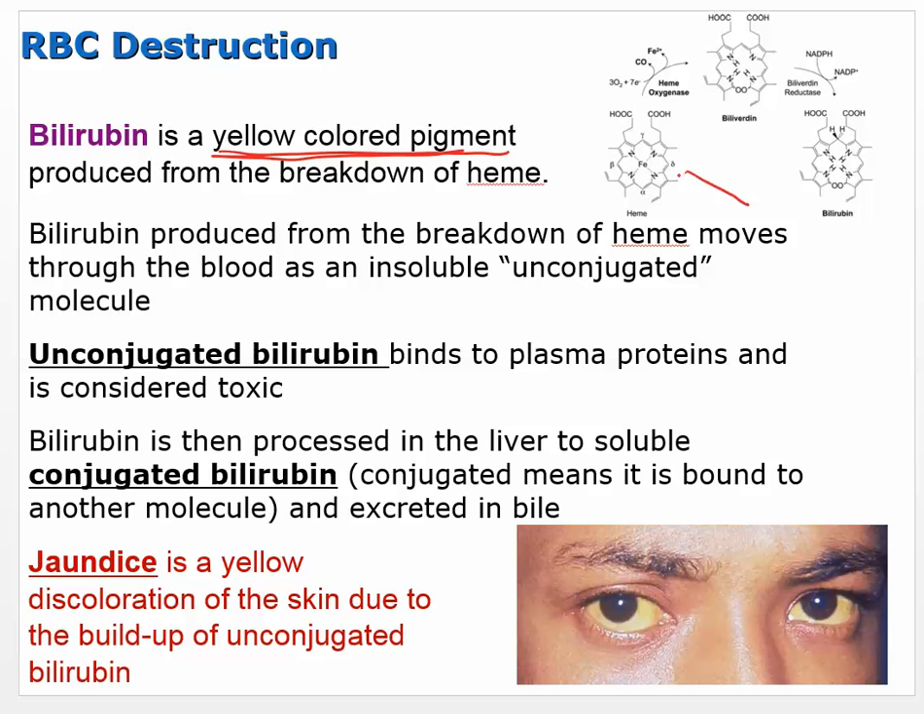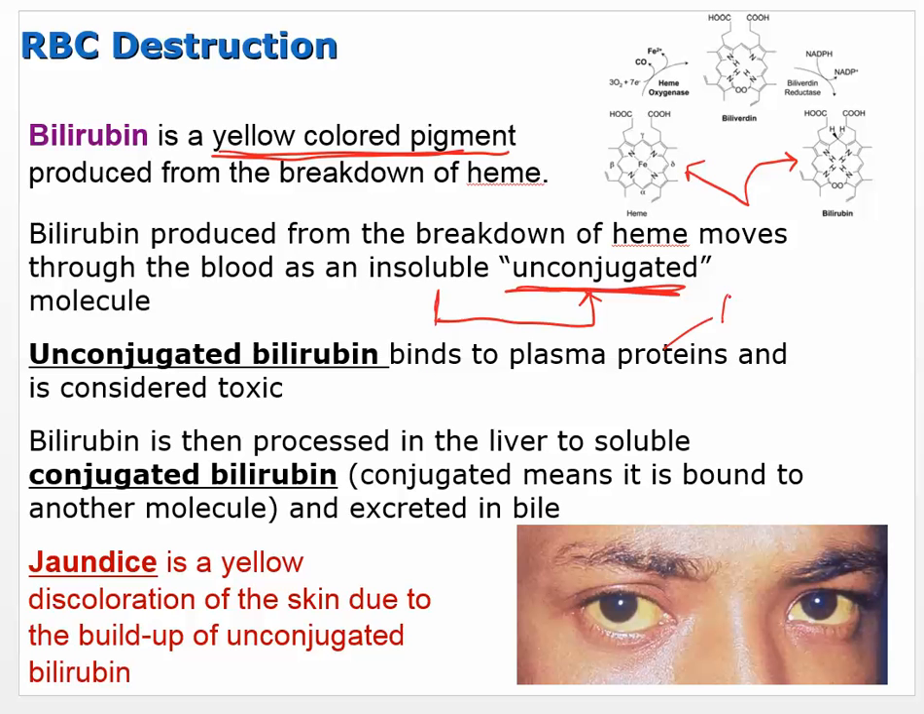So this was heme here, and you can see that the structure of bilirubin is very similar. Okay, so it's yellow-colored. Have I mentioned that? And bilirubin produced from the breakdown of heme moves through the blood as an insoluble, unconjugated molecule. The term unconjugated is important because that's the term we use, but it is insoluble. Okay, so that means that in many cases it binds to plasma proteins.